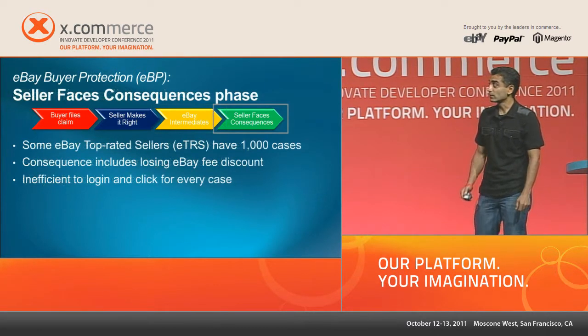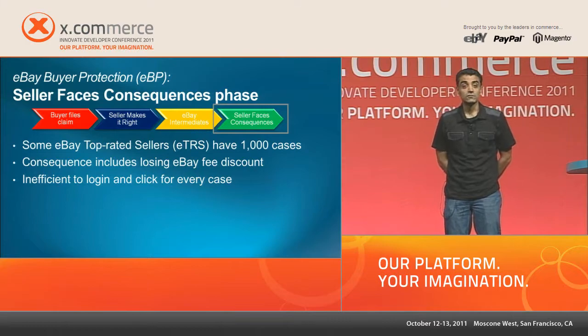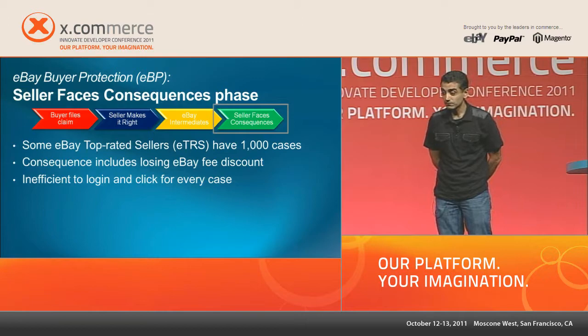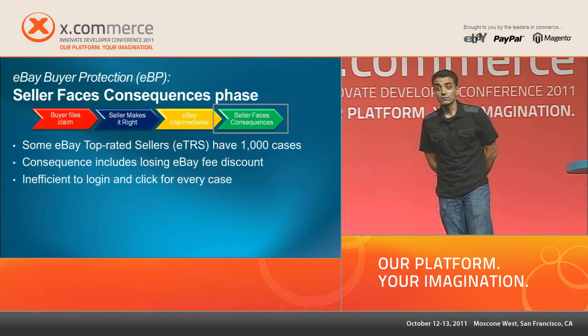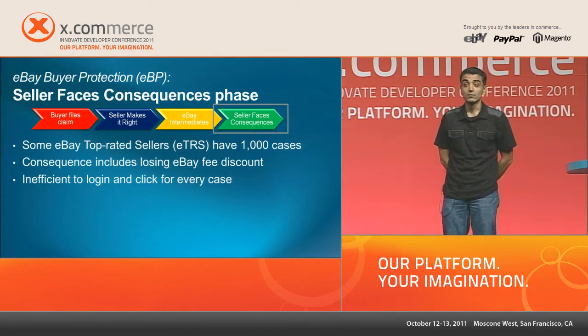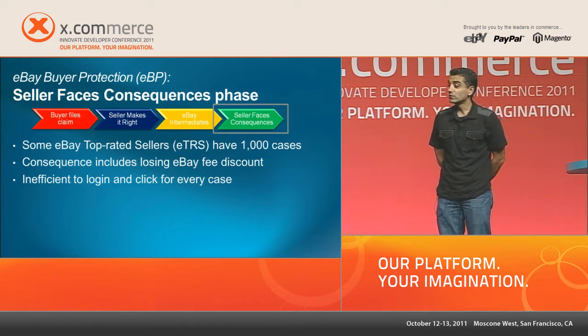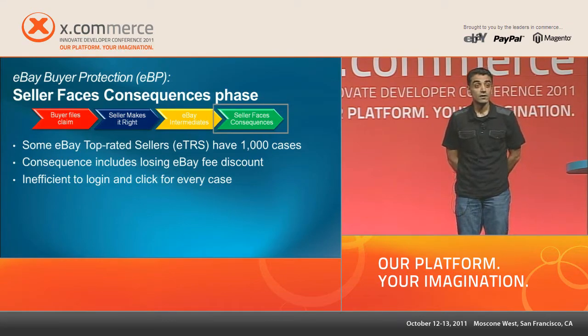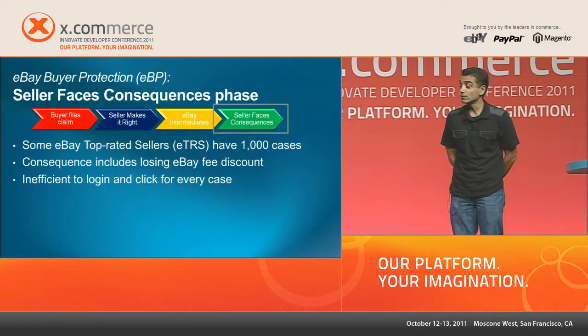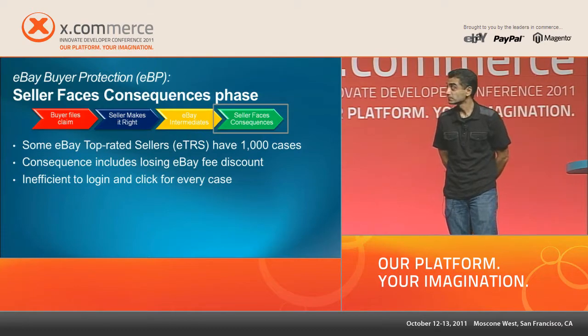So now as a seller, what are the consequences that you face if you weren't able to engage in this claim? As an eBay Top Rated seller, for example, with 1,000 cases per year, there's a potential, based on the number of claims and the number that turn into buyer wins and seller fault, where you could actually lose your eBay fee discount. And this could be about a 10 to 20% impact on your ROI. So this could be pretty important and could be in the 10,000s to millions, depending on your seller volume.